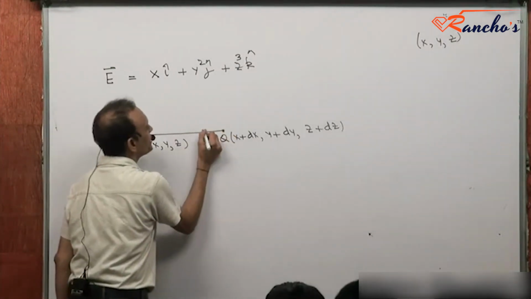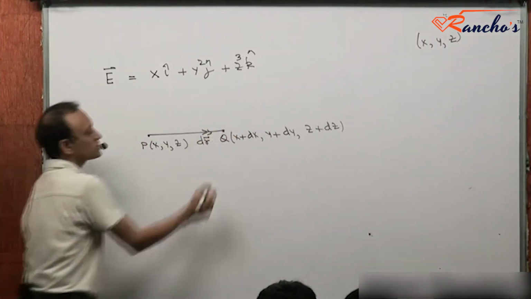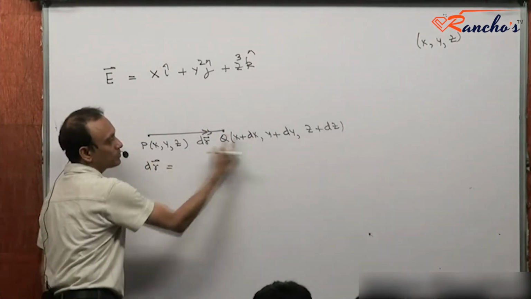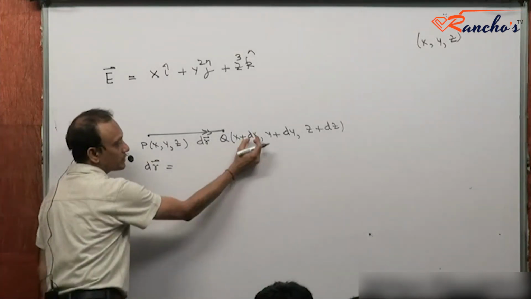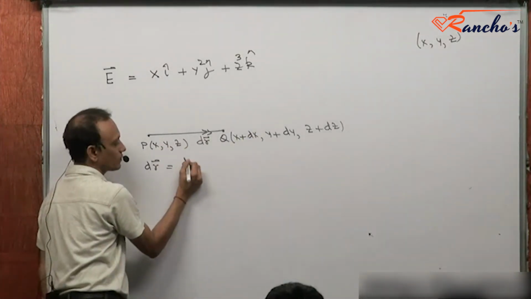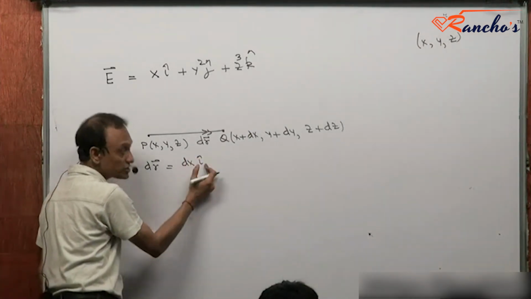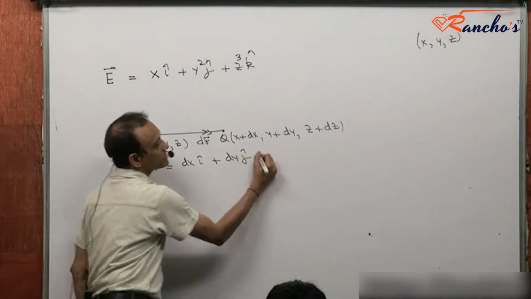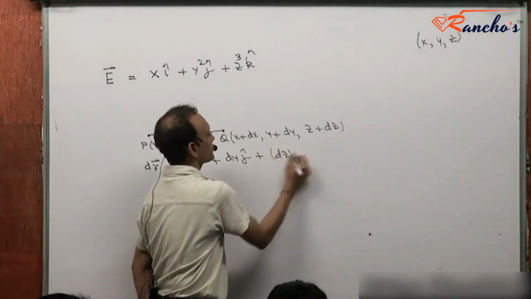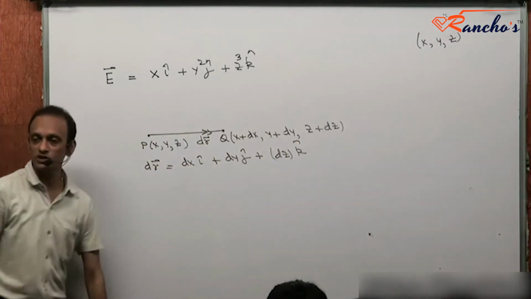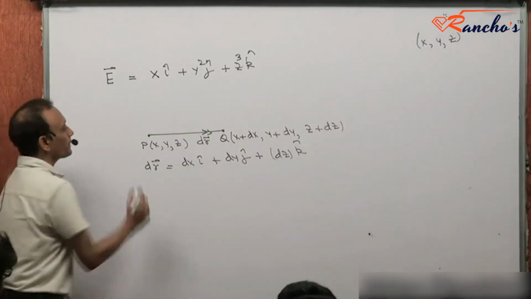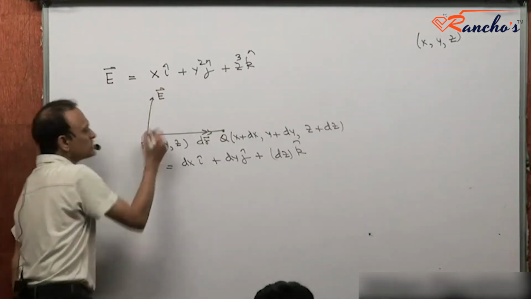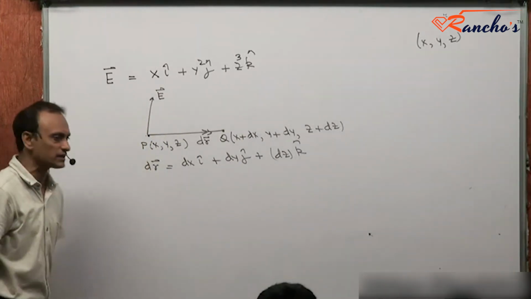The displacement from P to Q is dr. Dr is what? Dr is final position minus initial position. Change in x, I cap. Displacement is change in the x direction, I cap. Change in the y component, y cap. Change in the z direction, dz, k cap. Hoga? Displacement from P to Q. And P, Q are very close enough points. So the electric field at this point is, for this small displacement dr, remaining practically constant.